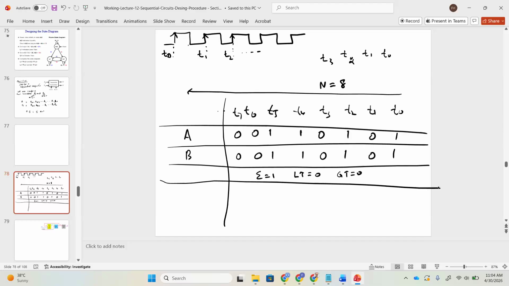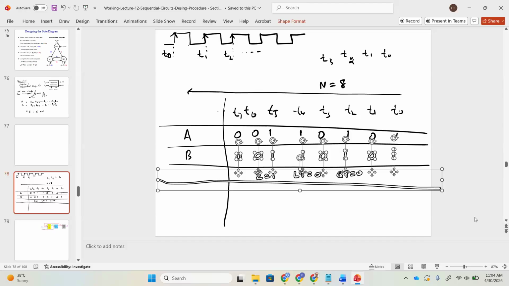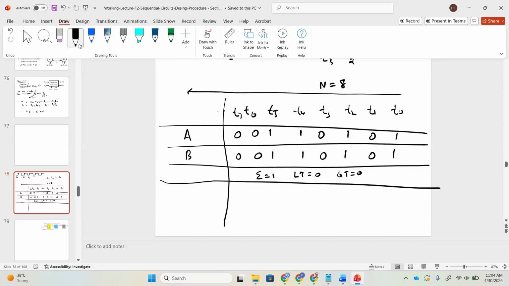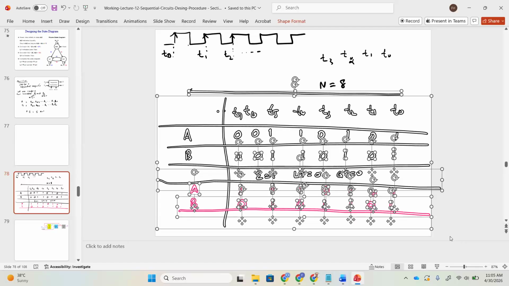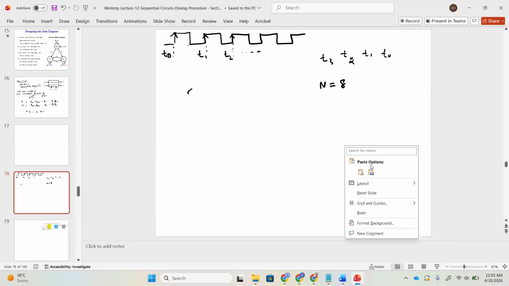Now take another scenario. I'm using a different color, because different colors are for different scenarios. Let's assume A, in red, is 1 0 1 1 0 1, and B is 0 1 1 0 1 1 1 0. If you look at this operation, can you tell me whether A is greater than B? Yes, A is greater than B.